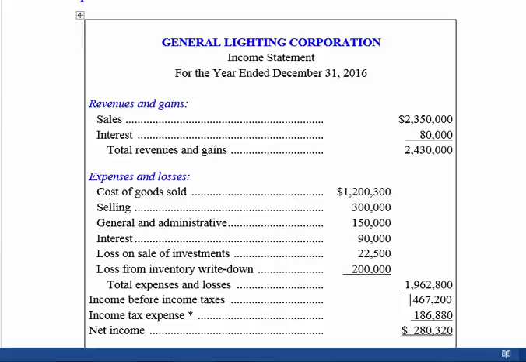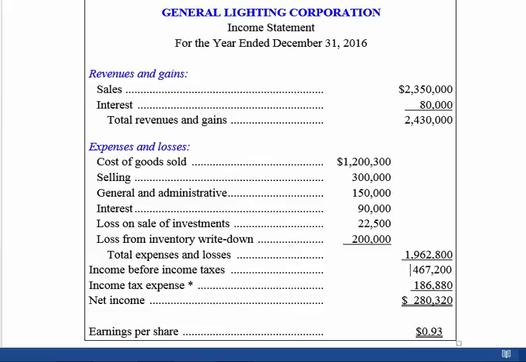Alright, now they want us to show earnings per share disclosures as well here on the income statement. To get earnings per share, we'll divide net income, $280,320, by the number of shares of common stock outstanding throughout 2016. That's 300,000. That gets us approximately 93 cents, 93.4 cents. I'm going to say they go with 93 cents here, and they do. Again, that was net income divided by the number of shares outstanding throughout the year 2016.